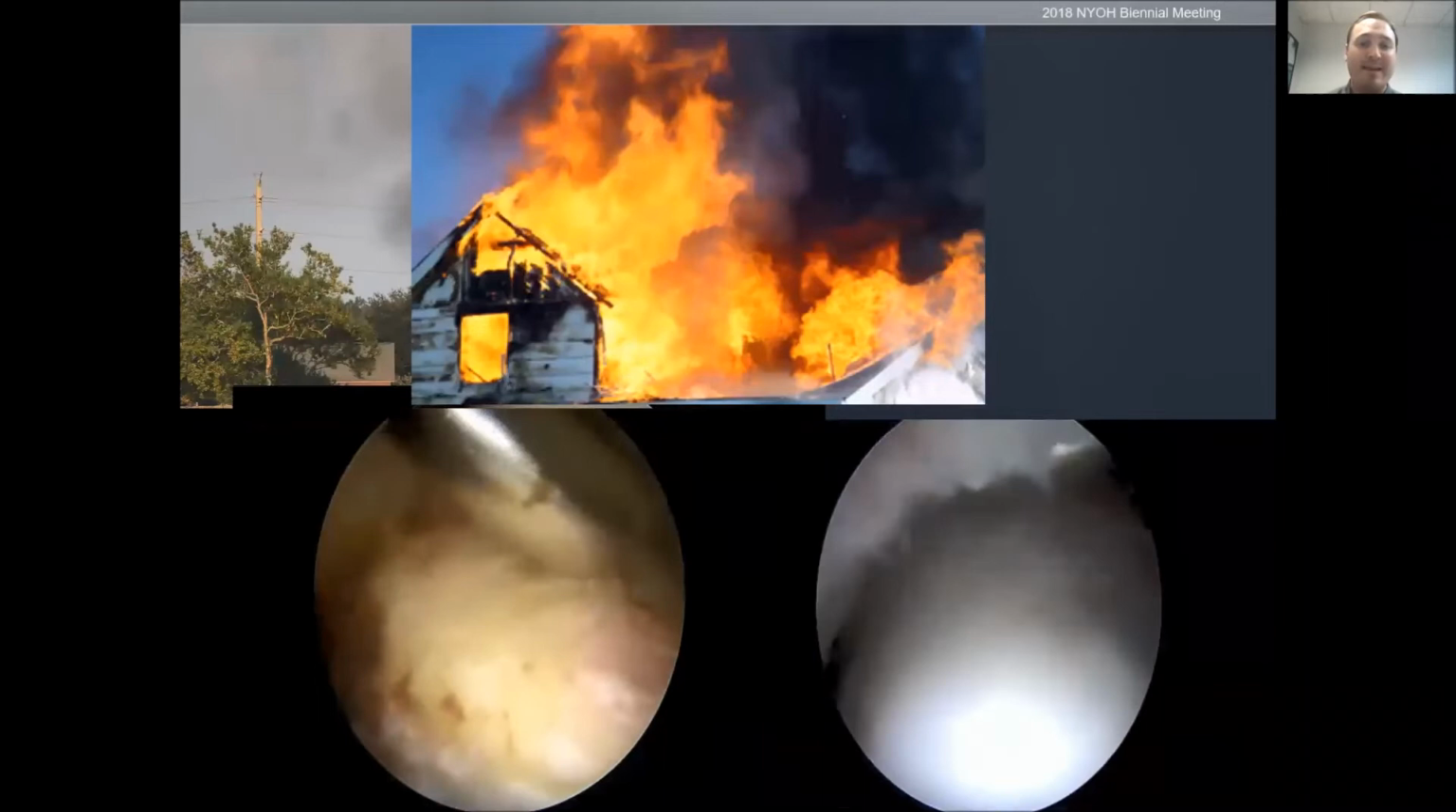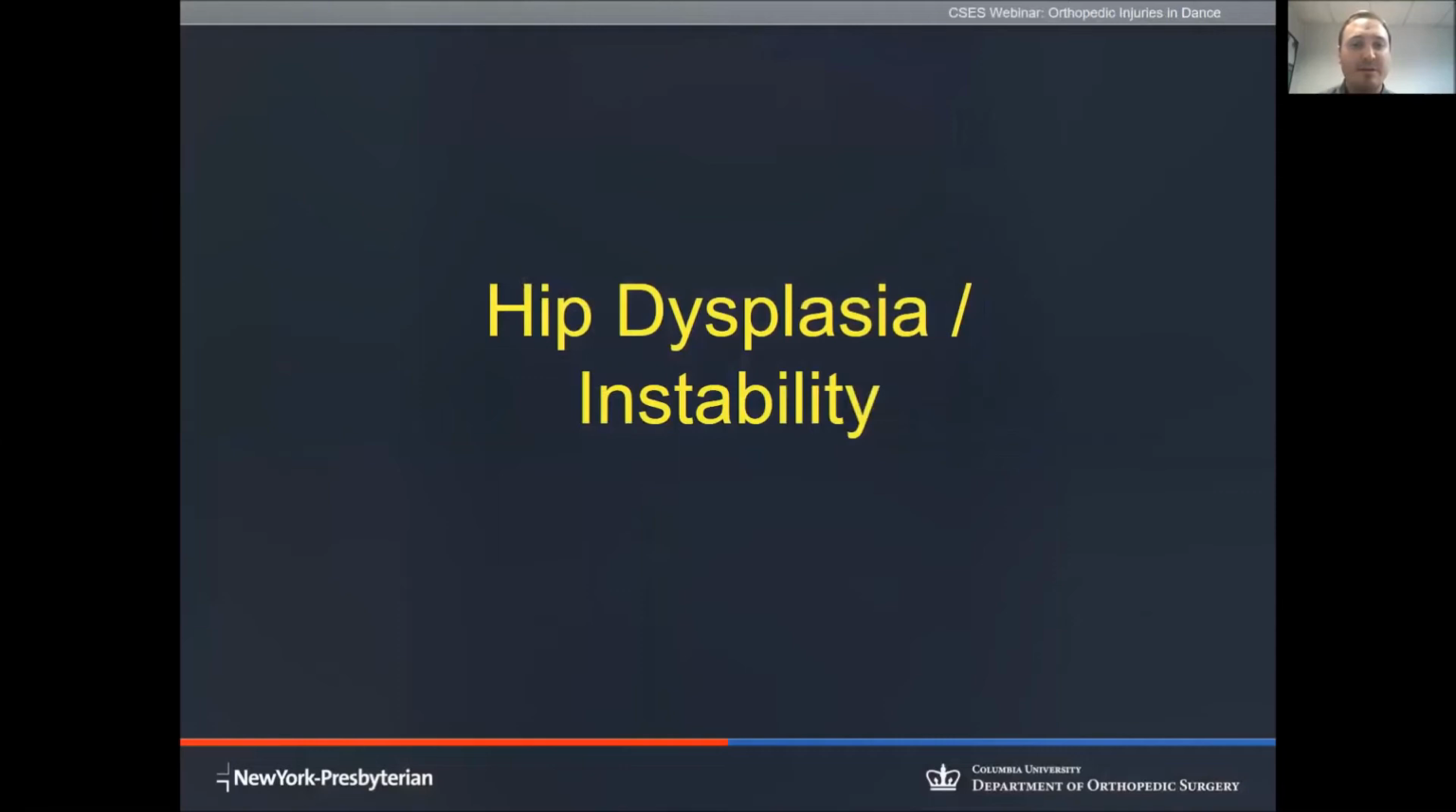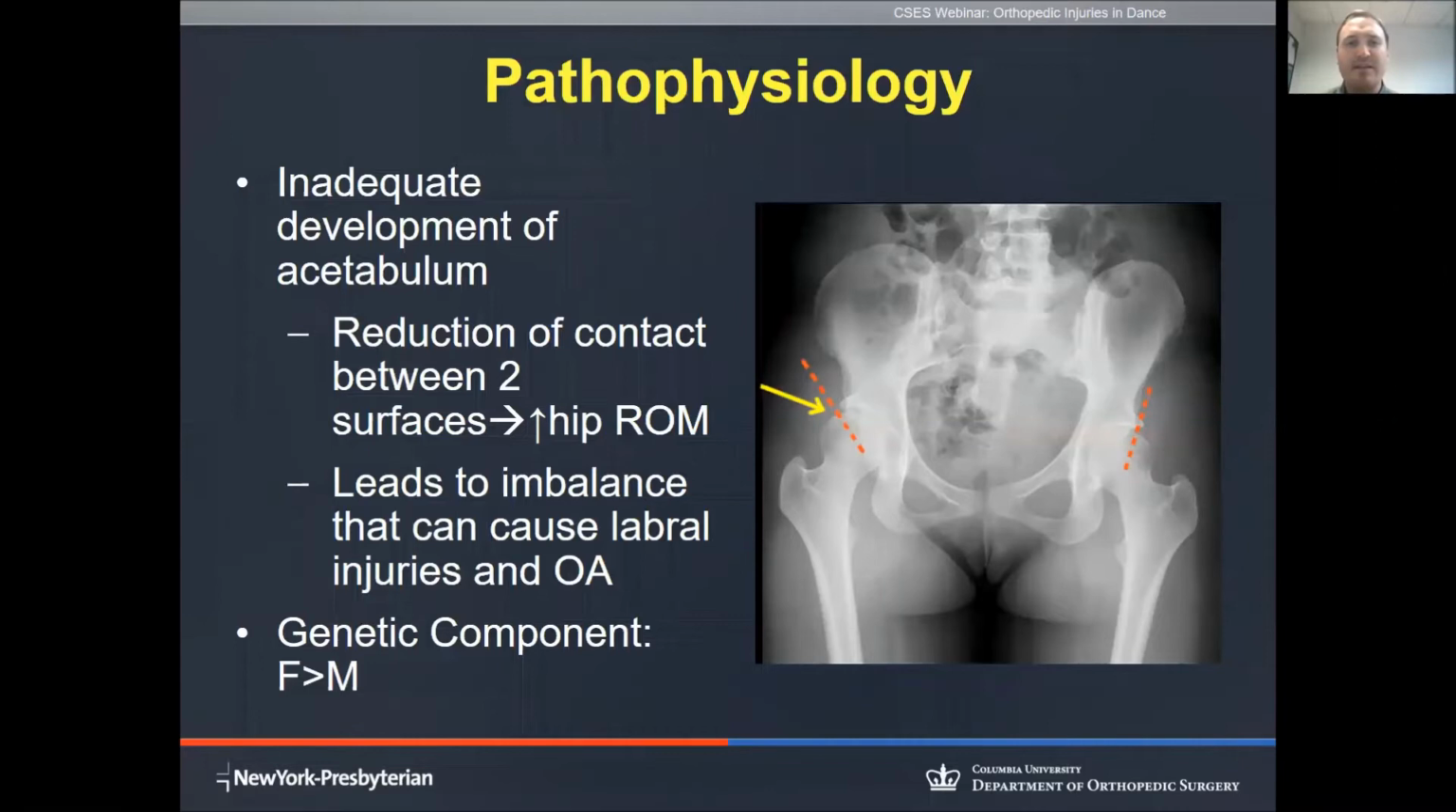Now, in terms of hip dysplasia or hip instability, there are many different forms of it, but essentially we tend to see this more commonly in females where there's inadequate development of the acetabulum. They can sometimes have some dysplasia, and it can also come in the form of some proximal femoral issues as well. But essentially what we are dealing with is a reduction in the contact of the two surfaces, which allows for the athlete to have increased range of motion, which can cause an imbalance and put more stress onto the hip joint that can predispose them to labral injuries or hip arthritis. And we tend to see this more commonly in females.